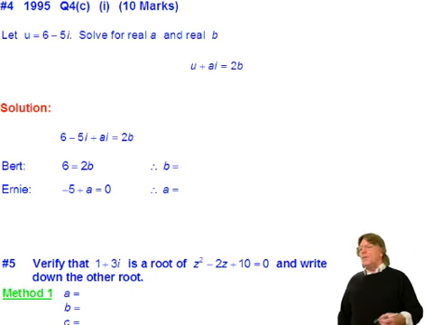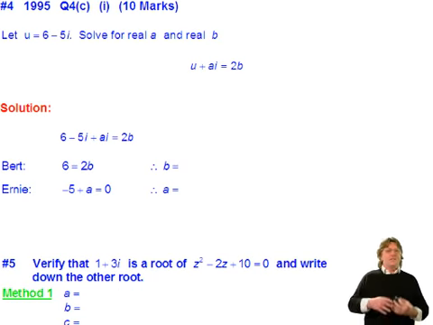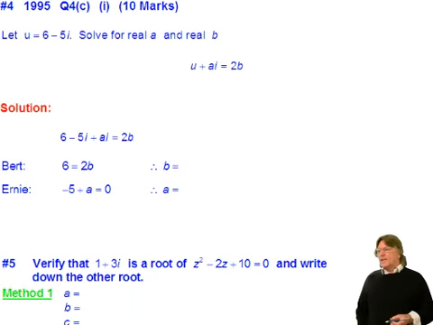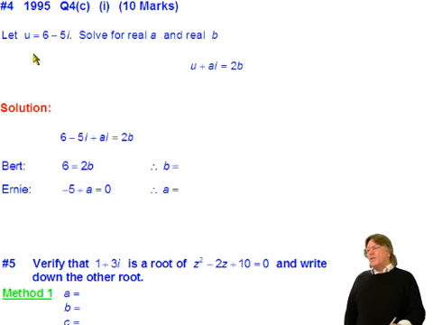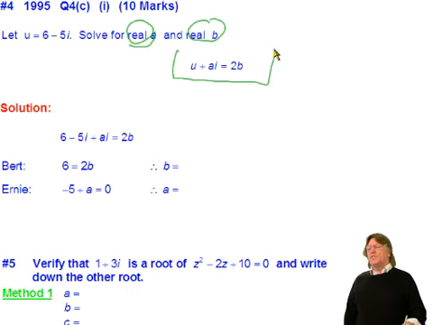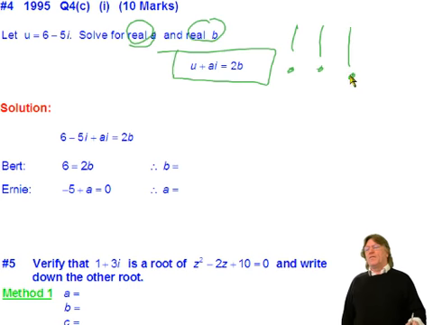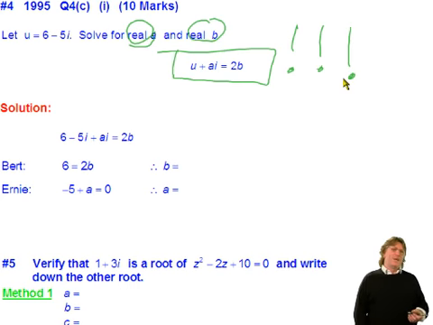So now I'm ready to have a look at a couple of exam questions with little twists in them. In section 4, for 10 marks, u is equal to 6 minus 5i. Solve for real a and real b: u plus ai is equal to 2b. Now lots of students will look at this and think, wow, never did one of these before, this looks awful. And it looks awful, but it's incredibly simple.